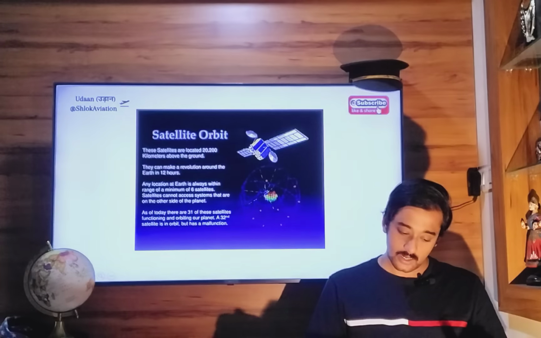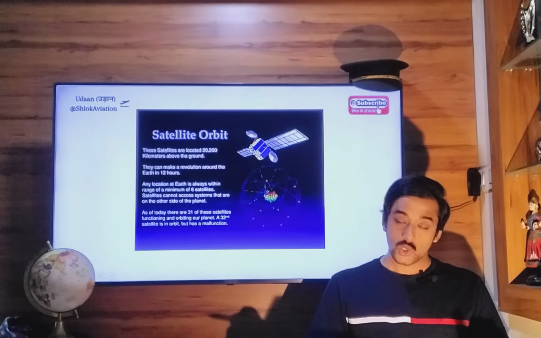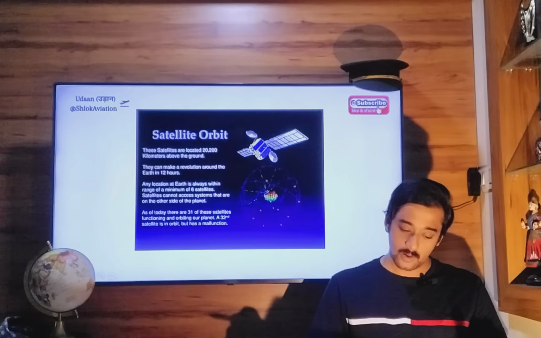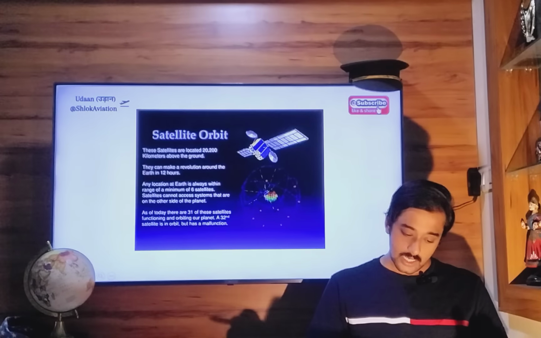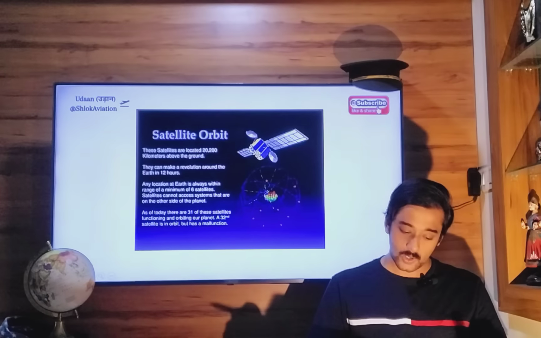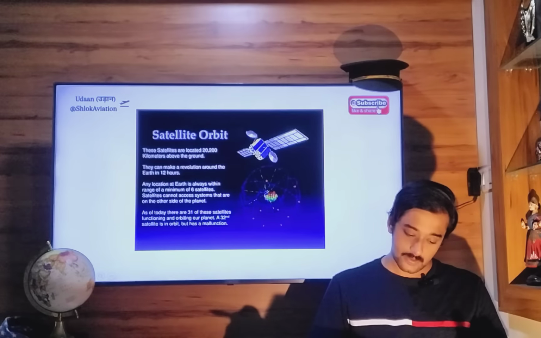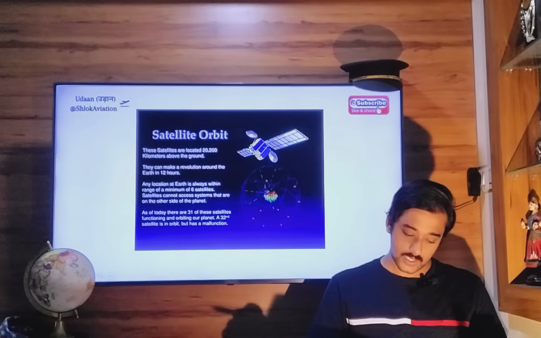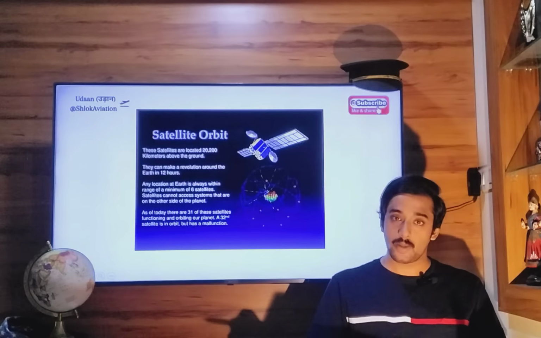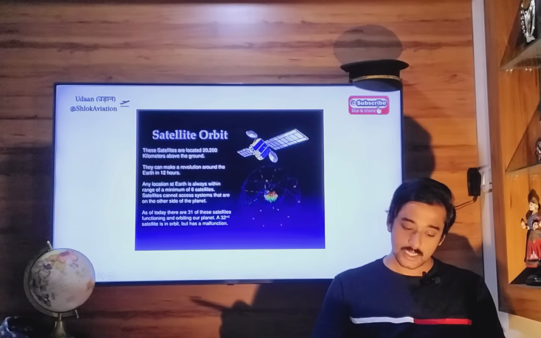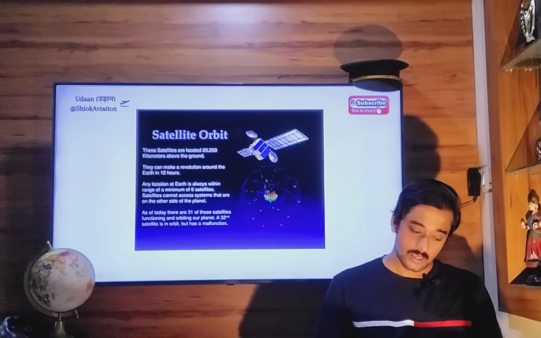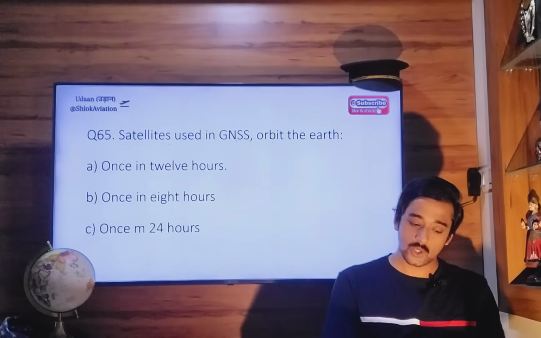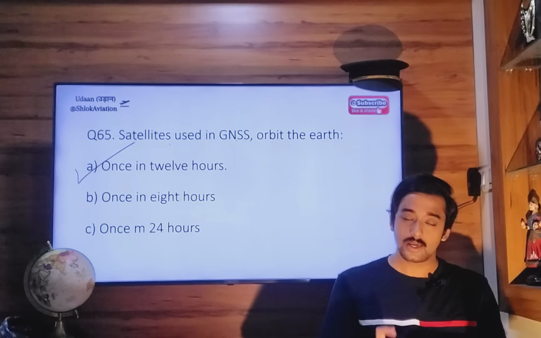Any location on Earth is always within range of a minimum of 6 satellites. Satellites cannot access systems that are on the other side of the planet. As of today, there are 31 of these satellites functioning and orbiting the planet. A 32nd satellite is in orbit but has a malfunction. So the correct answer here is satellites orbit the Earth once in 12 hours.